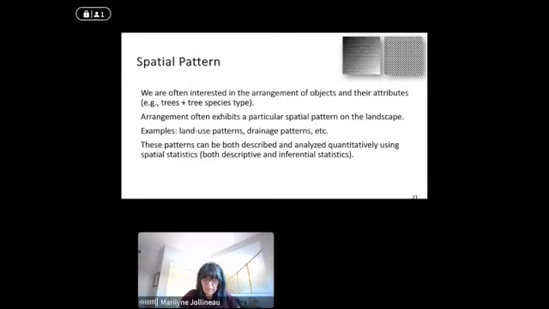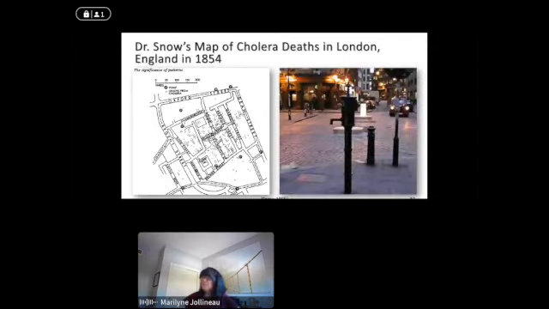So we can analyze these patterns using both descriptive and inferential statistics. Again, spatial stats are not new. These statistics were used in the 1800s. Some of you may be familiar with the example of John Snow's map of cholera deaths in England, where, around the Broad Street pump, I don't know if you can see it clearly on this graphic, there was a cluster of cases and deaths, and they determined that the outbreak was connected to that specific pump, right?